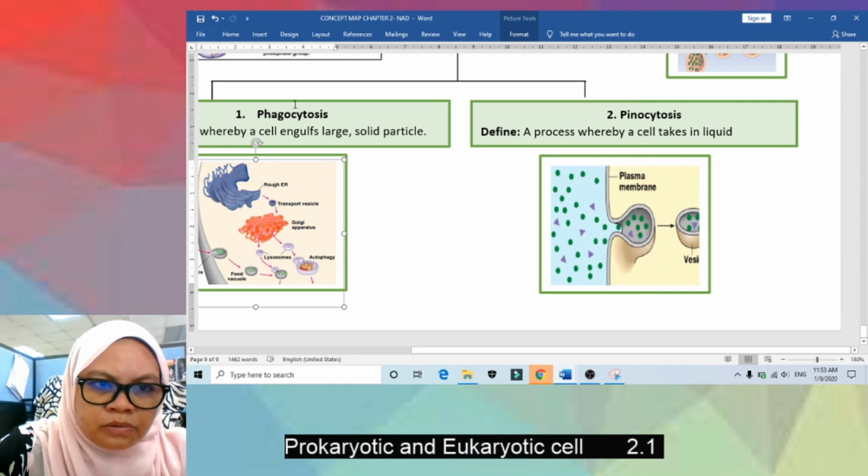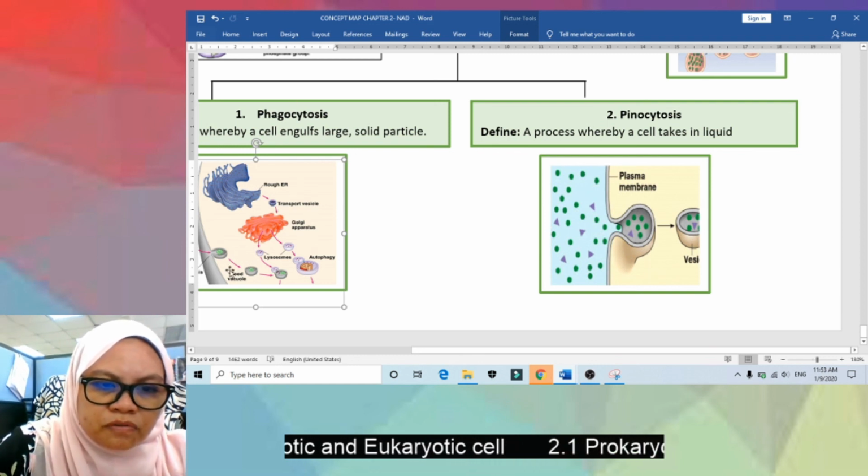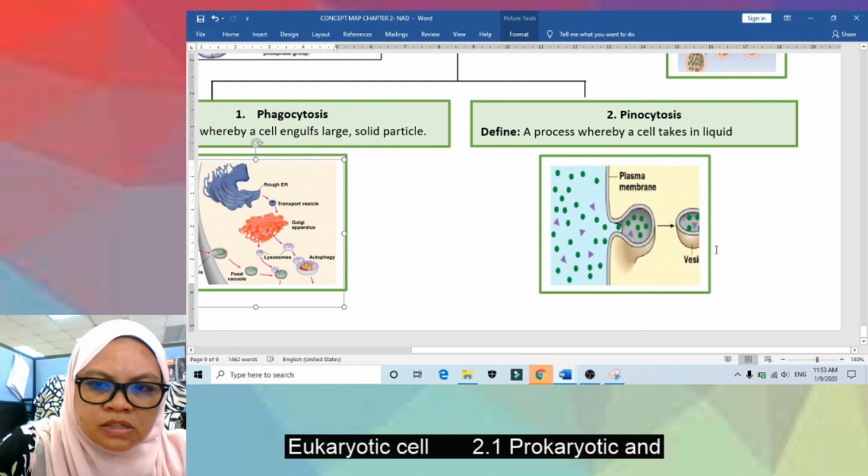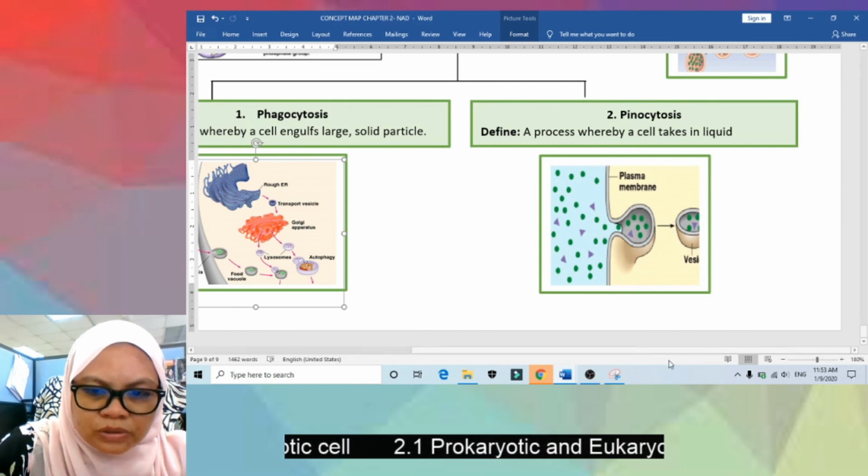So here, phagocytosis involves formation of a vacuole, a phagocytic vacuole, while pinocytosis involves a vesicle.